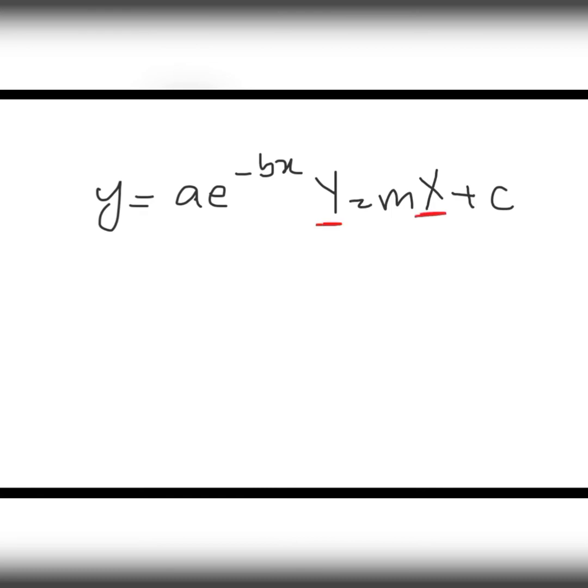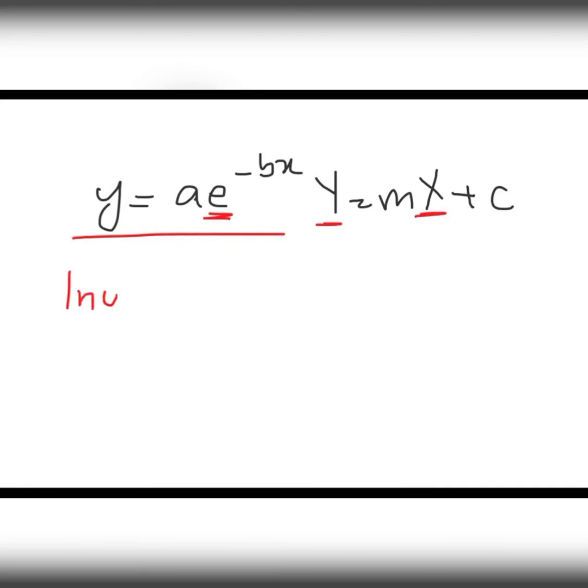Let's have a look at another example. I have y is equal to a e to the power negative bx. And I want to bring it in the form y is equal to mx plus c, so that when I plot capital Y against capital X, I get a linear graph. Right now, if I plot this equation, I'm going to get a non-linear curve. I do not want a non-linear curve. I want a linear graph. So what if I take ln of both sides? Because when we have e, it's best to use ln.